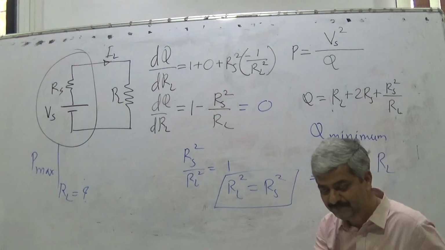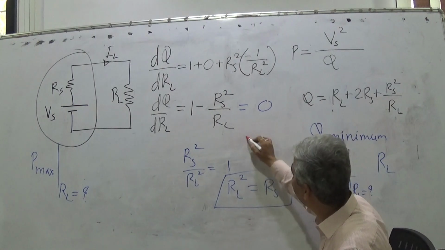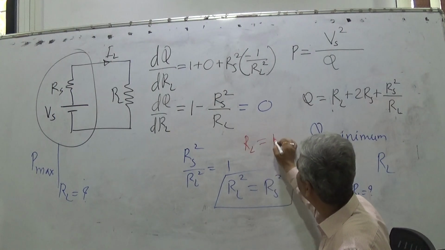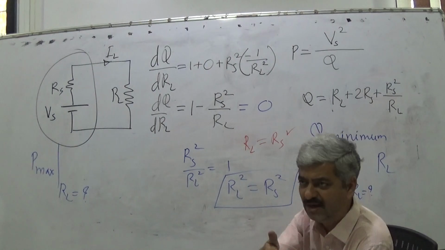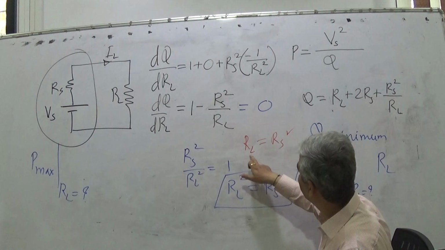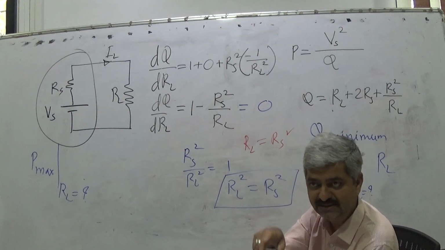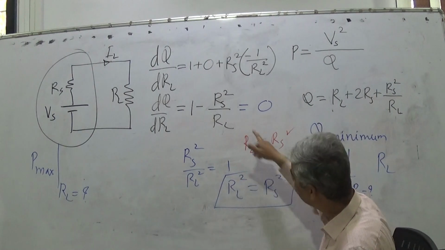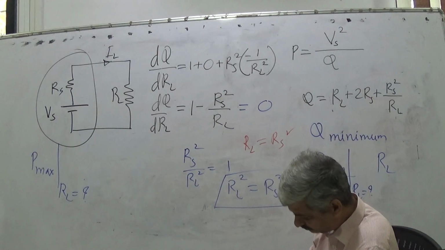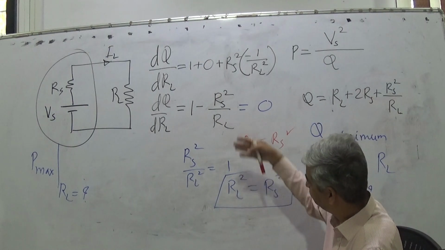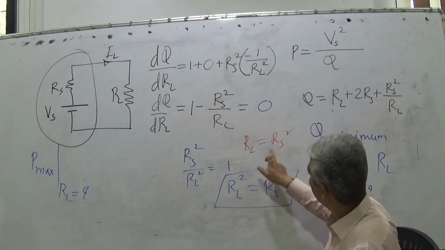What does it mean? If you think without much headache, you will see, yes, I got the answer. RL equal to RS, and I leave it as homework to check. For RL equal to RS, it is in fact minima. If you differentiate, you get the second derivative. So RL equal to RS.